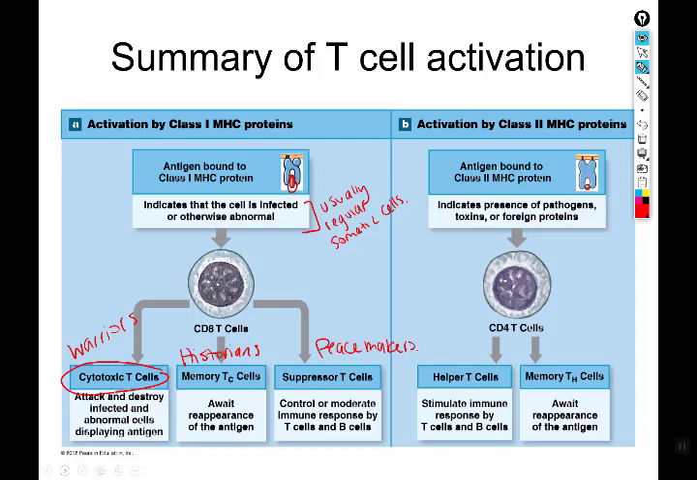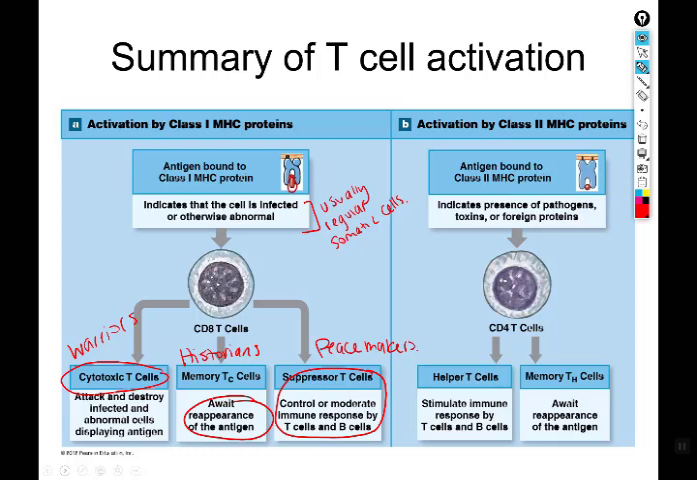So, warriors fight the war. Historians record the events of the war and stick around in case the antigen comes back. And then suppressor T cells are going to control or moderate the immune response. So they're going to keep the battle from getting out of hand, and they're also going to help ramp it down when the infection is no longer present.